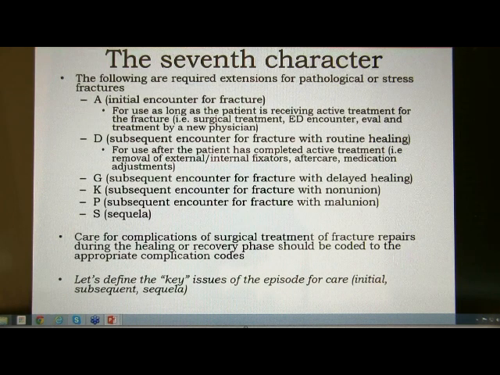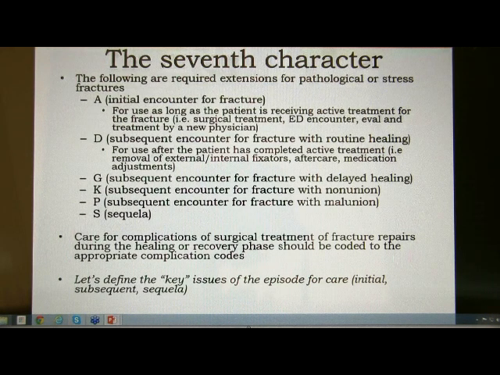Care for complications of surgical treatment during the healing and recovery phases would be coded to our appropriate complication codes. So whatever that complication is would be separately coded. There's no 7th character to state this is a complication.